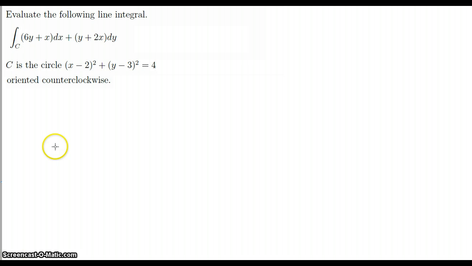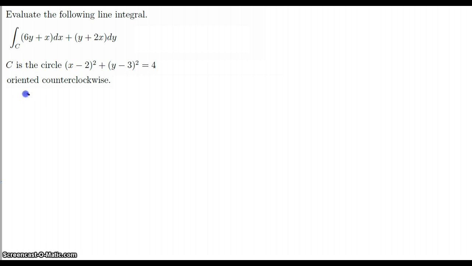We have a line integral to evaluate over a curve that is a circle. It happens to be a circle centered at (2, 3) with a radius of 2. The first thing we notice is that the curve is a closed curve, by the way they describe it, which we assume is the entire circle. So it's closed.